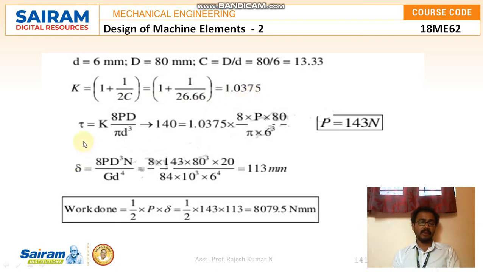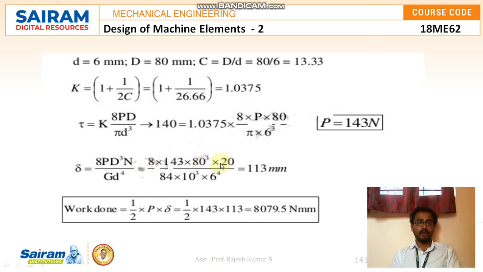Next let me go to the shear stress formula, which is nothing but K into 8PD by pi d cube. The K value is known, the P value is unknown, the D value is known, and the small d value is also known. By substituting all these values in the formula, we can find the P value, and I am getting the P value as 143 Newton. Next, moving to deflection. The deflection formula we have discussed in the previous problem. It is 8P mean diameter cube into N divided by G into d power 4, that is the wire diameter power 4.